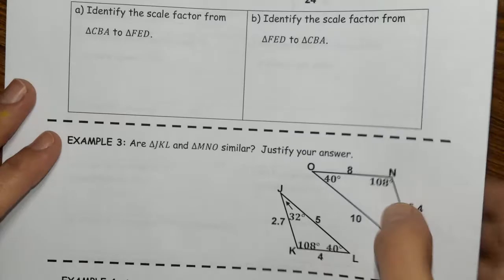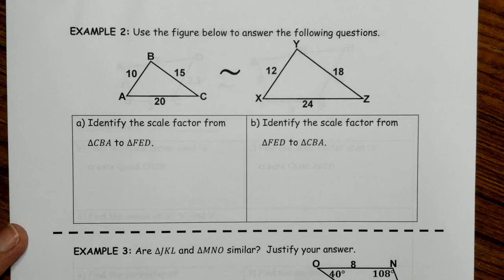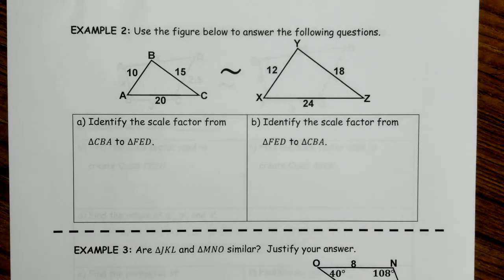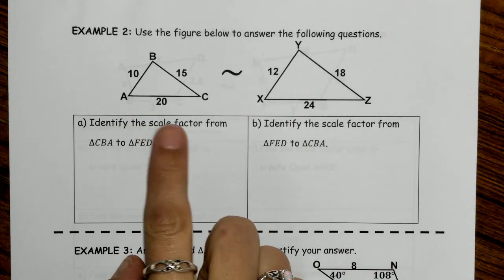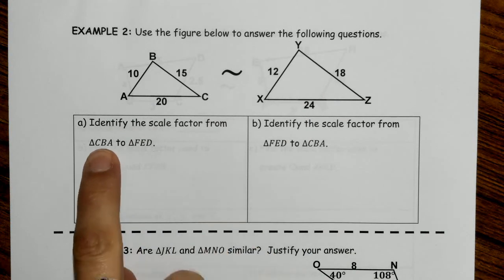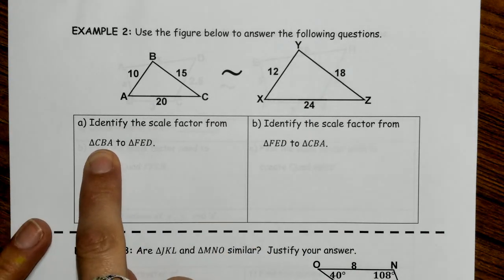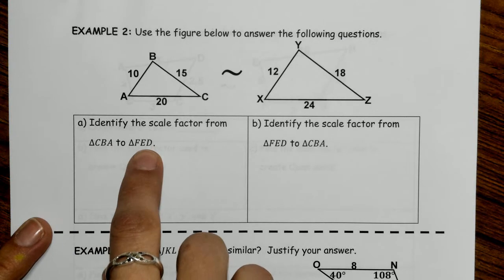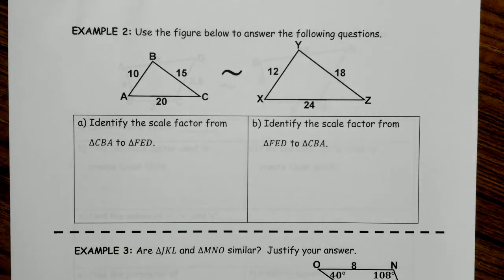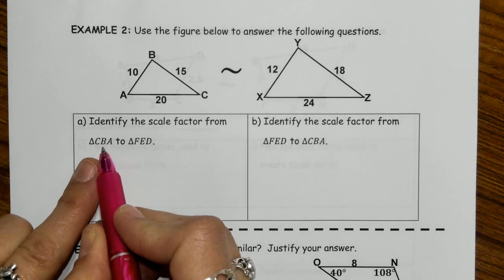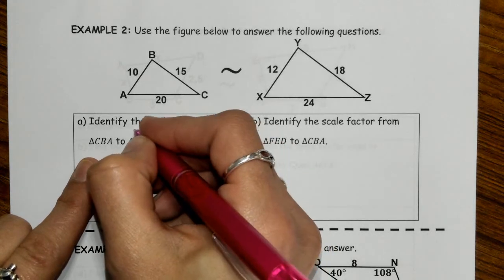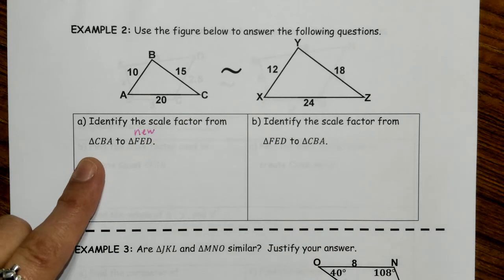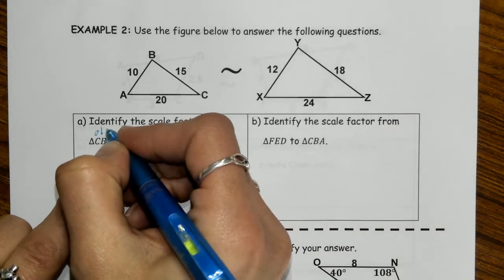So let's go ahead and start applying these things. Example number 2 is saying use the figure below to answer the questions. Now it's saying that we've got that similar thing, so these are going to be similar. So the first thing we want to do is identify the scale factor from triangle CBA to triangle FED. What's listed first is our original. Triangle FED is going to be our new.